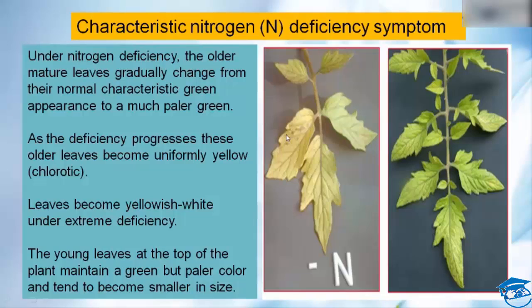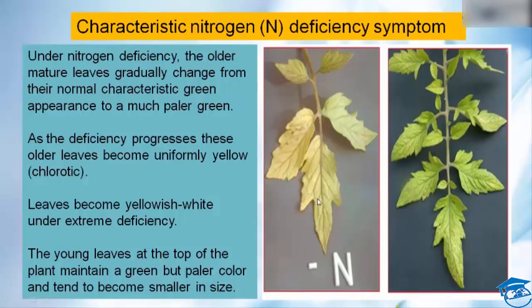As the deficiency progresses, these older leaves become uniformly yellow. Yellow means chlorotic. That's why that phenomenon is known as chlorosis. This is not the extreme case, that's why it is pale green in color, but in later stages as the deficiency progresses, leaves become yellowish white under extreme deficiency.